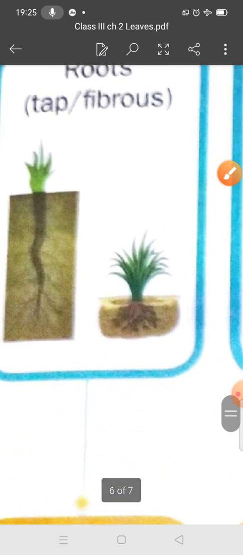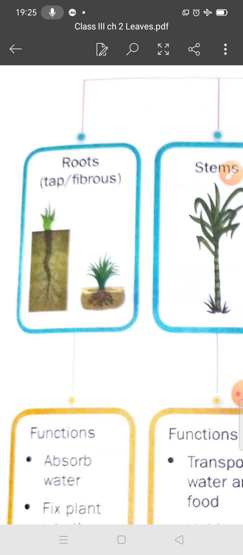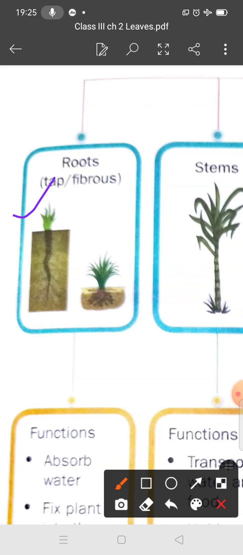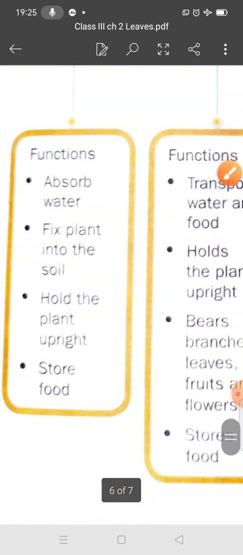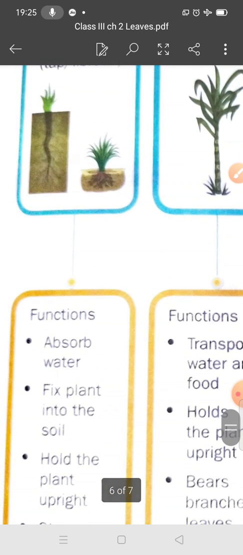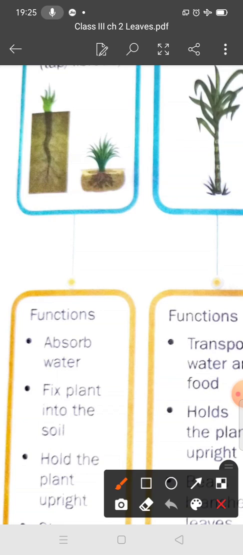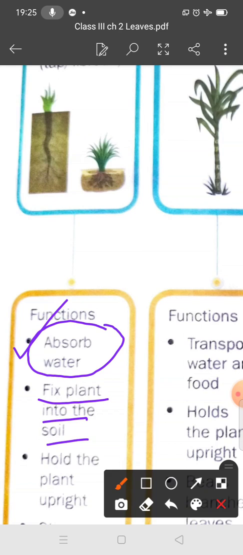So how many types of roots? Two types of roots, tap root and fibrous root. Now student, what are the functions of the roots? First function, they absorb water from the soil, and they fix the plant into the soil.